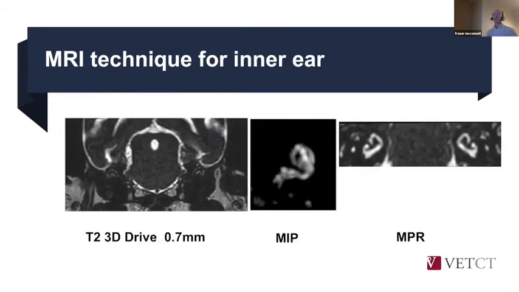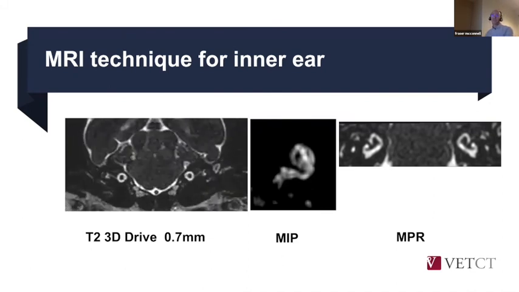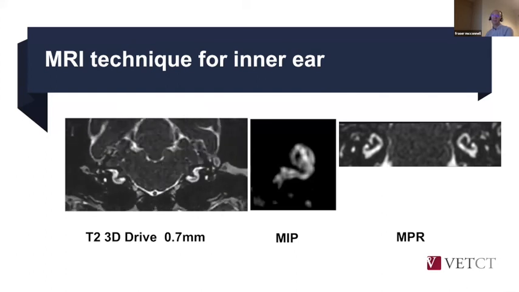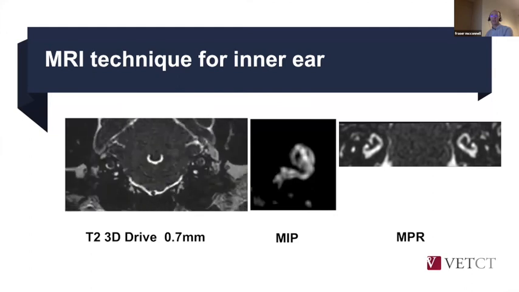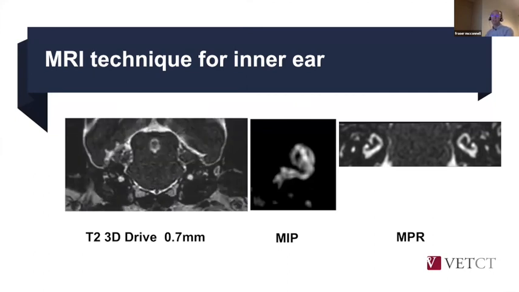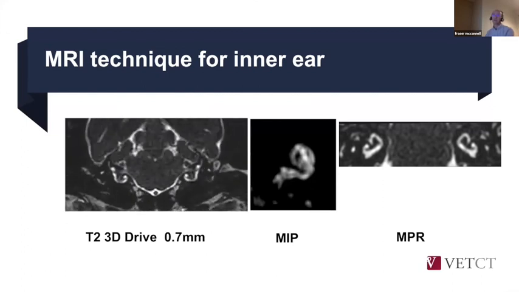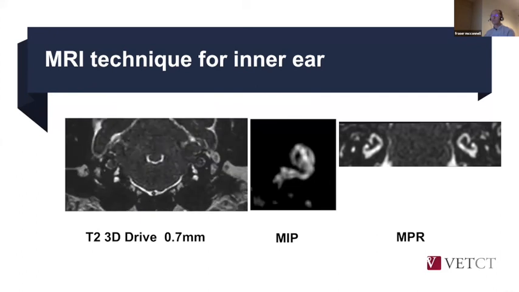So this just shows you some of the images that we can get with some of these newer 3D sequences. This is an example of a heavily T2 weighted sequence. And we can see we get very nice high resolution images of the inner ear structures. We can reformat them into different planes, and we can also do volume rendering. And we can see we get some really nice images here of the semicircular canals. And we can pick up subtle abnormalities in the lymphatic structures of the inner ear.